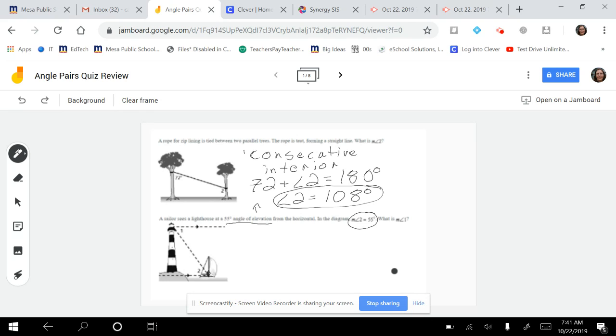So if angle 2 is 55, they're on opposite sides in between those two parallel lines. So this is also going to be, they're alternate interior angles. Remember that means opposite inside. So the measure of angle 1 is congruent to the measure of angle 2. The measure of angle 2 is 55 degrees.